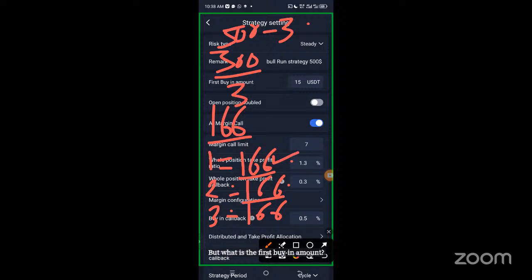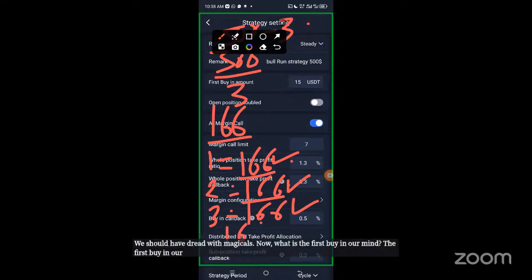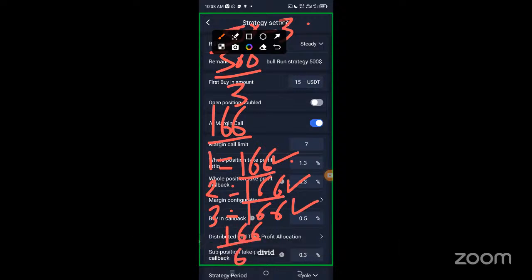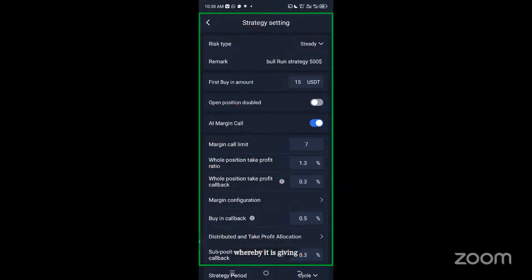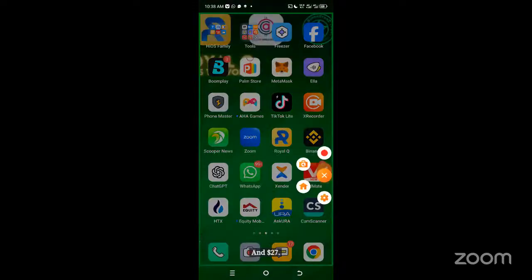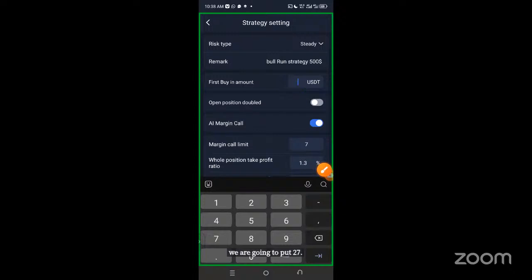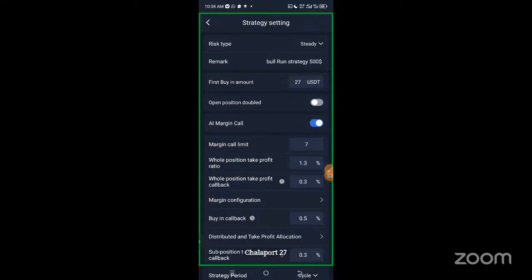But what is the first buy-in amount? Because we don't invest all this $166 at once. We should trade with margin calls. The first buy-in amount is 166 divided by 6, and 6 is the number of margin calls, whereby it is giving you $27. And $27 becomes your first buy-in amount. Therefore, here we are going to put 27.